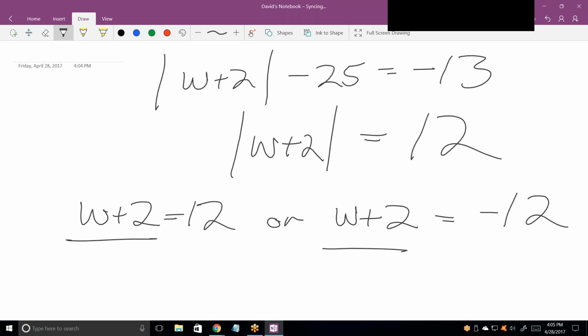So now solve each one vertically. The first one is W equals 10. The second one is W equals negative 14.